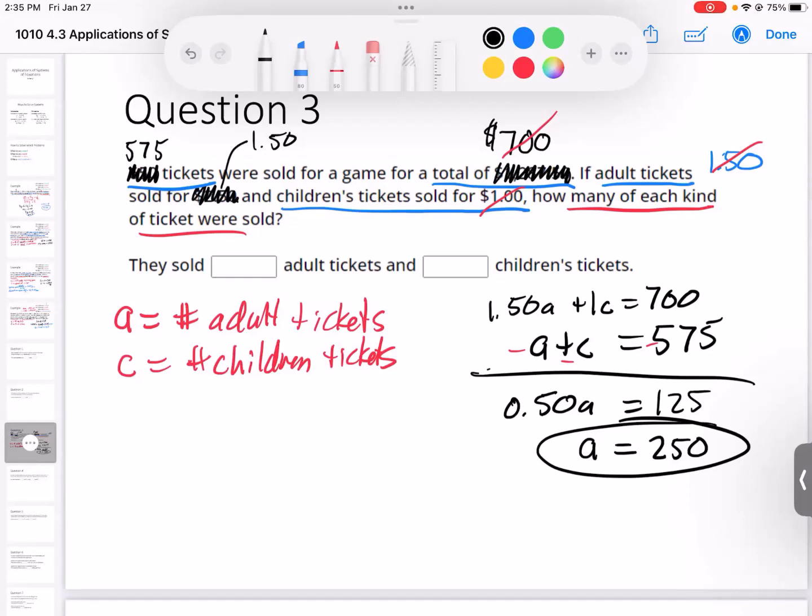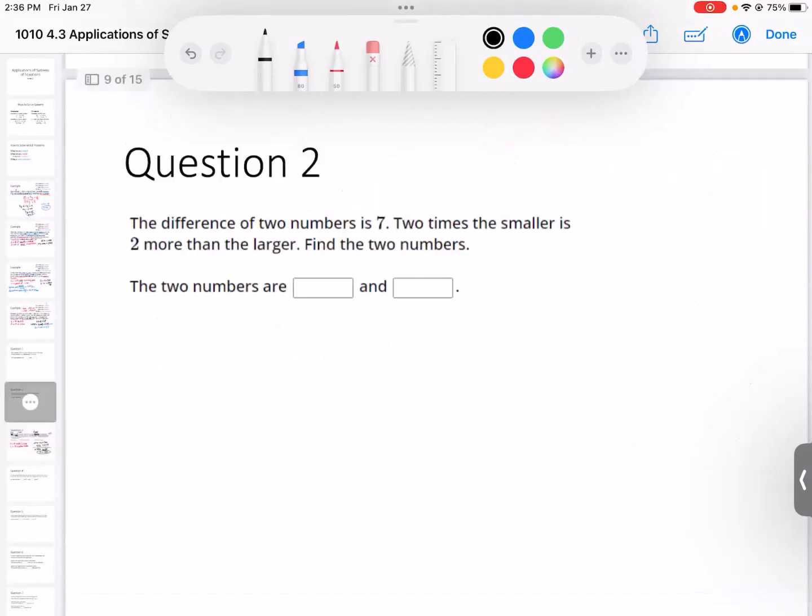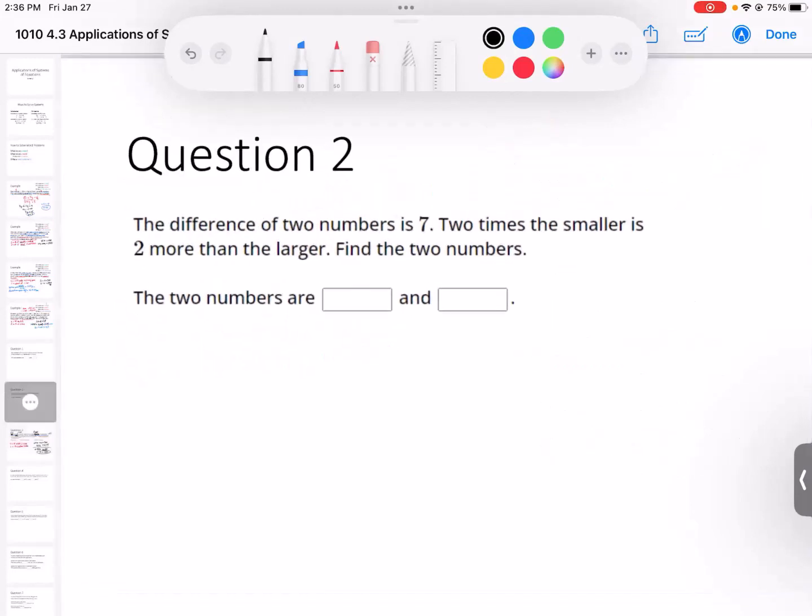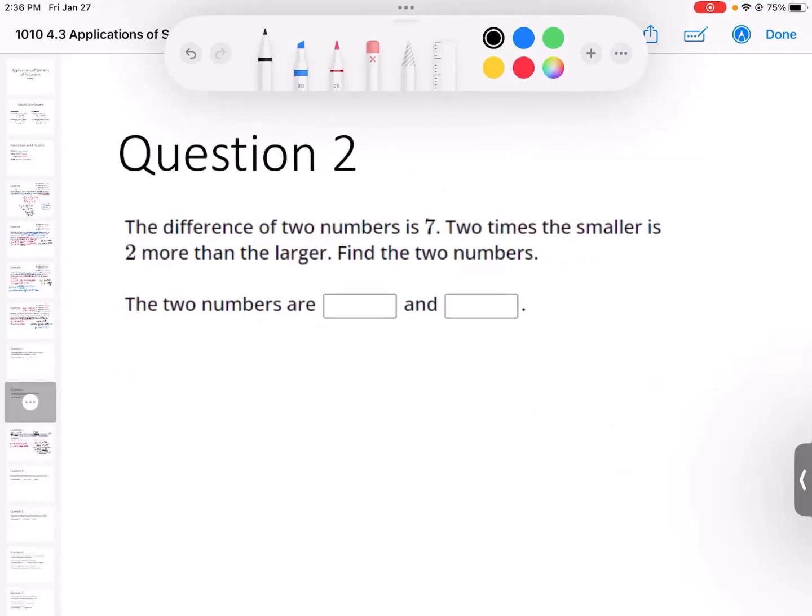Yeah, which one? 2. Okay. Does yours look like this, or do you have different numbers?